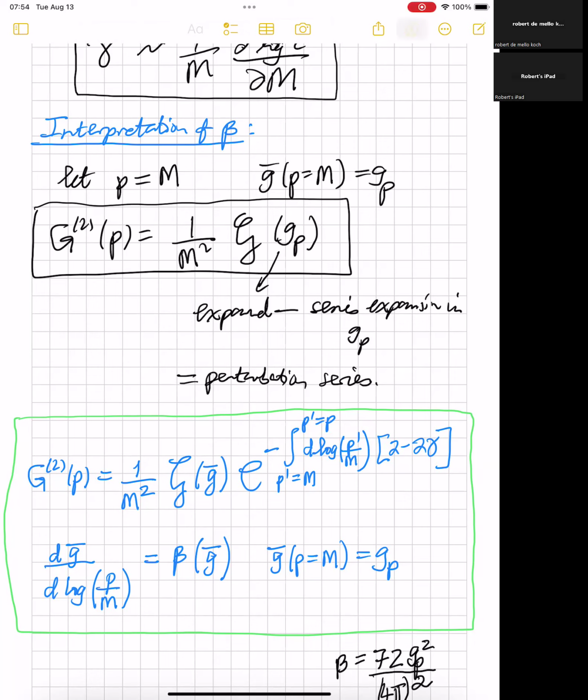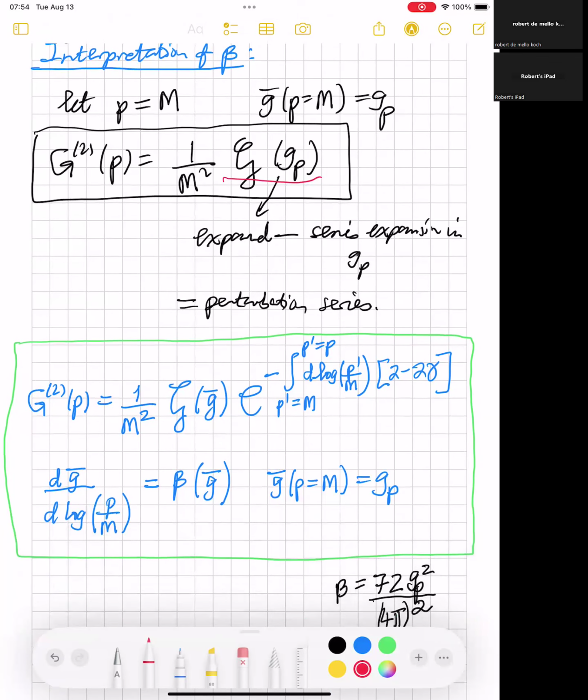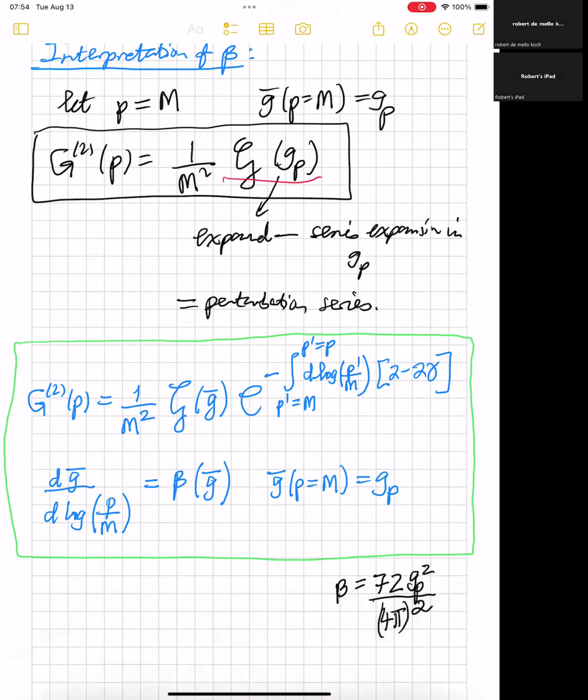Now take a look. The same function, which we've just said is the perturbation series, that appears at the scale p is equal to m also appears at the general scale in the solution that we wrote down. The difference is that we don't use g_m. In fact, we use g bar. So what is the interpretation of g bar? g bar is the effective coupling at the scale p. So at the scale p, you don't use the physical coupling g_m, you use the coupling g bar.